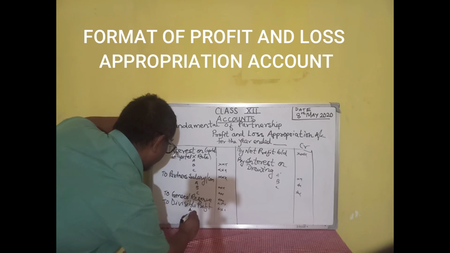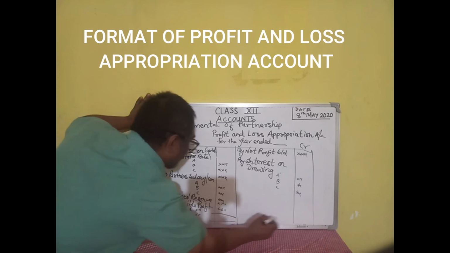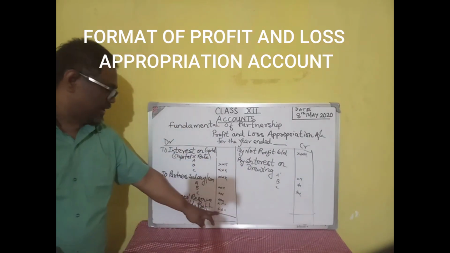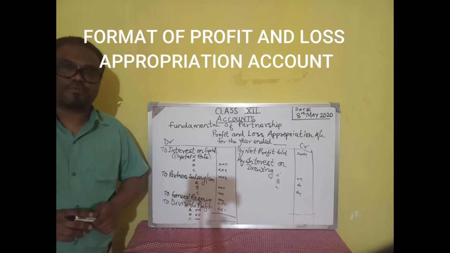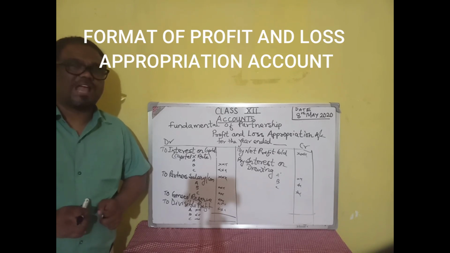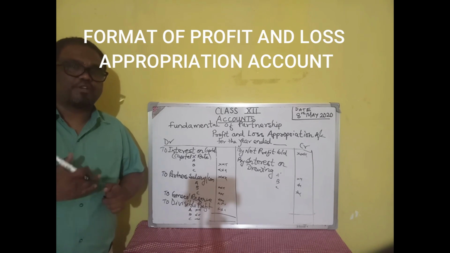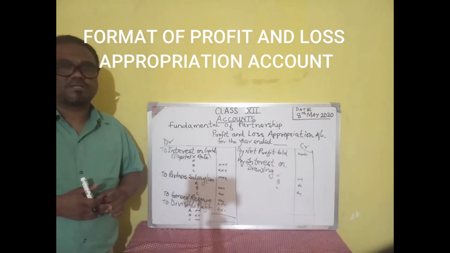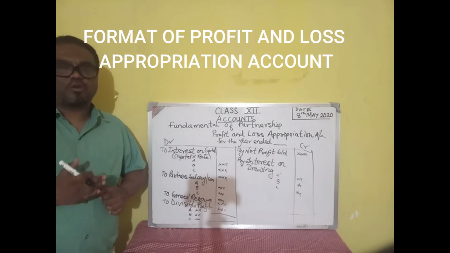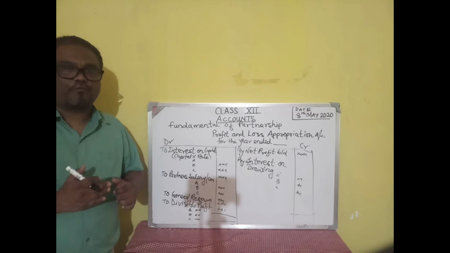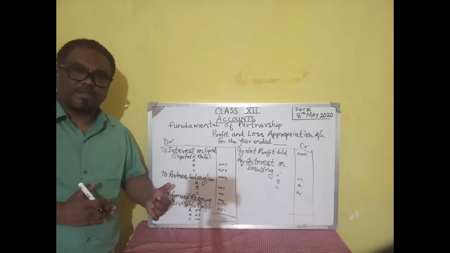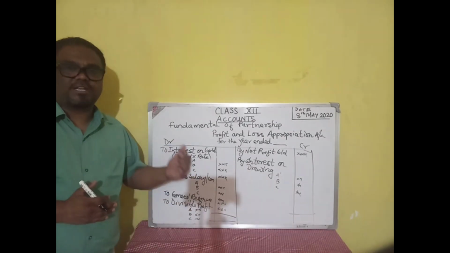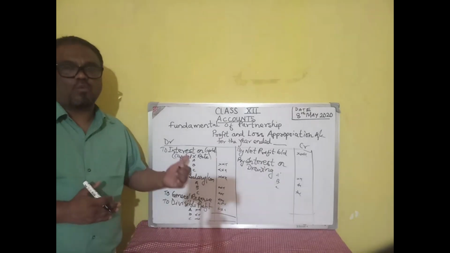The profit is divided among the partners in this way. The total credit minus debit total will give the divisible profit, and the divisible profit is shared among the partners in their agreed ratio. If the ratio is not given, in absence of the ratio, the divisible profit is distributed among the partners equally. Otherwise, the divisible profit is shared among the partners as per the agreement.